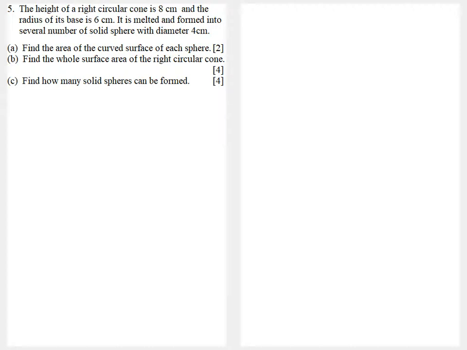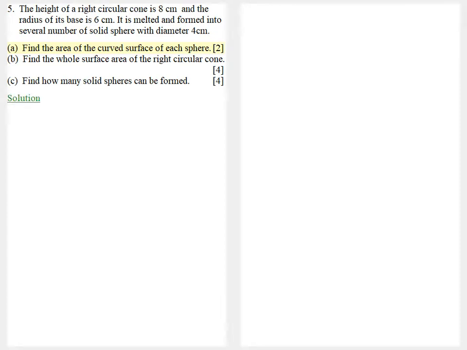Dhaka, Higher Maths Paper, 2017, question number 5. In question number 5, we're told the height of a right circular cone is 8 centimeters, and the radius of its base is 6 centimeters. It is melted down and formed into a number of solid spheres with diameter 4 centimeters. In part A, we have to find the area of the curved surface of each sphere.